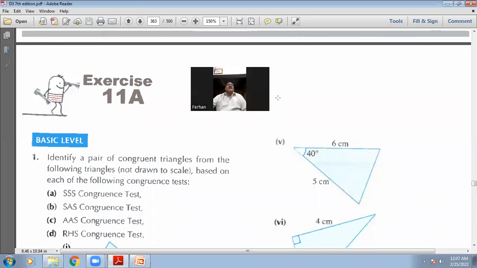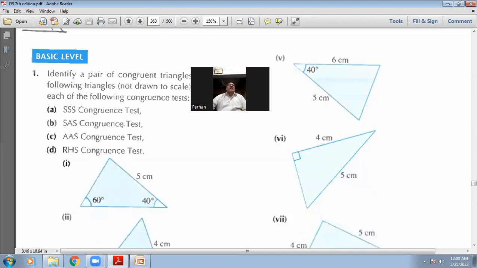We can also use another test called angle, angle, side. If 2 angles and one side are the same, we can say that the two triangles are congruent. Another test is when you compare two right angle triangles. If the hypotenuse and one of the other sides are the same in the right angle triangles, then you can say both triangles are congruent to each other, and we call this RHS. So let's start. We will start from question number 2.